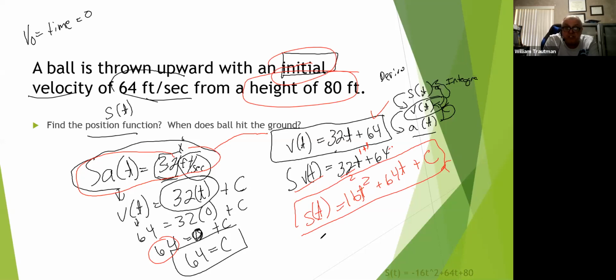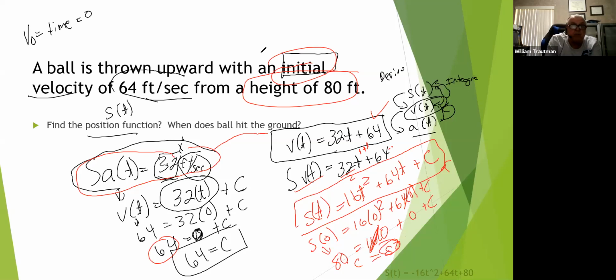That means if t is 0, 16 times 0 squared plus 64 times 0 plus c. If the position is 80 feet, that's 0 plus 0 plus c. C equals 80. Do you see? So here c equals 80.